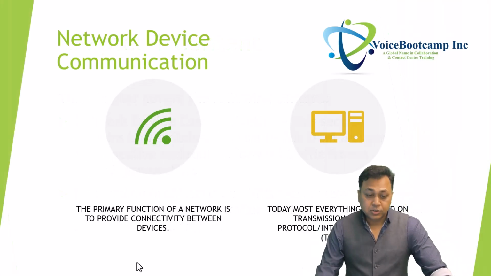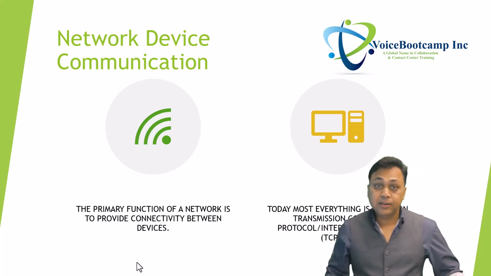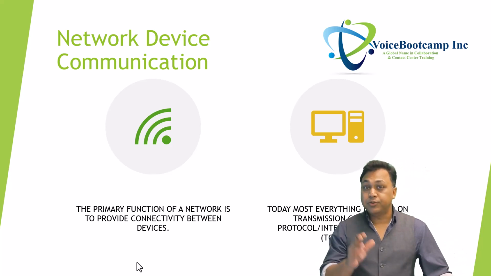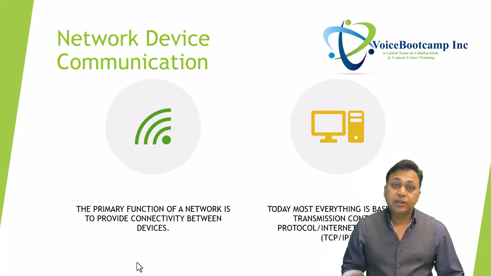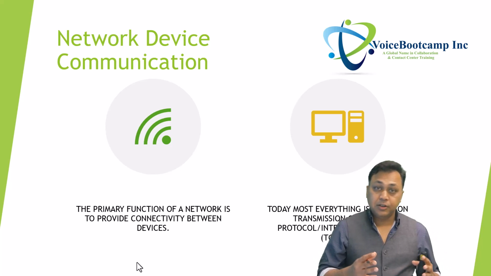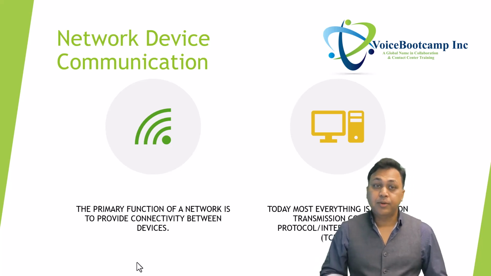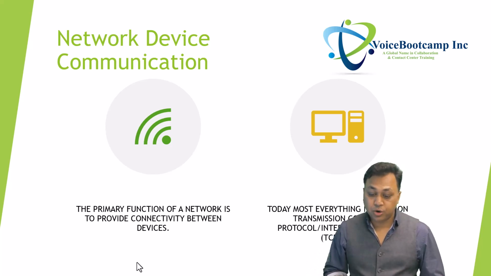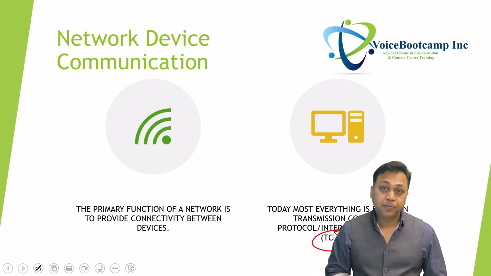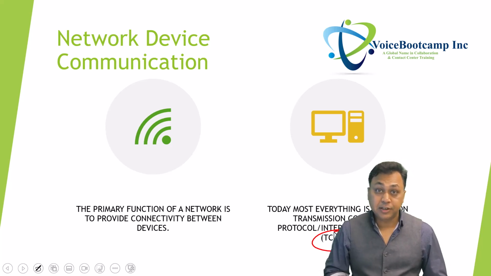Now, the primary function of any network device obviously is to provide some sort of connectivity. You have a switch which can provide connectivity, as the router does, but their purposes may be different. There used to be a variety of network protocols that were very device specific in the older days. Today, however, pretty much everything is running on a single protocol that we need to be very good at. That is called TCP/IP, or in short form, Transmission Control Protocol / Internet Protocol.